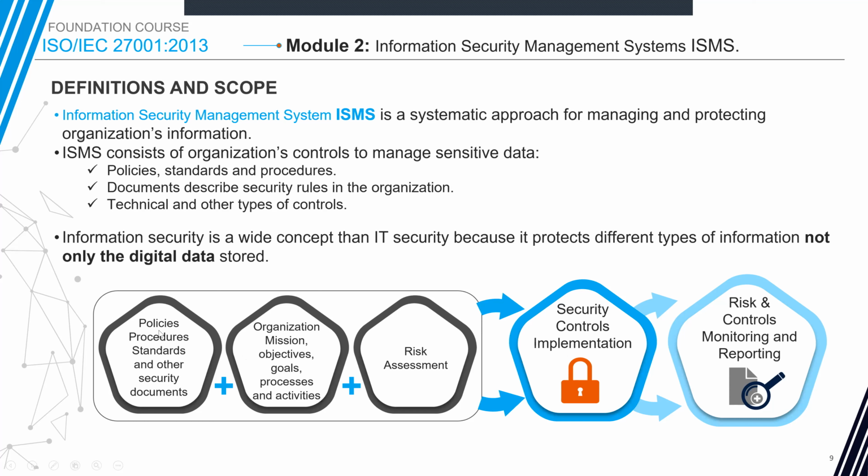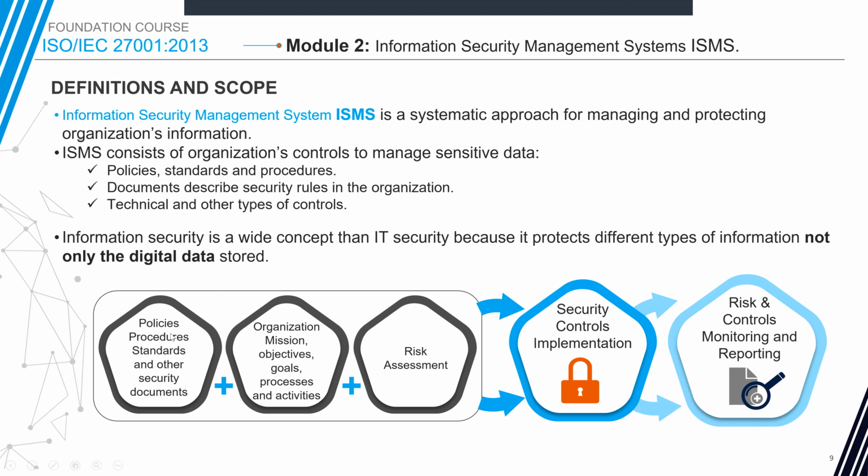You have to understand the policy, procedures, and standards. You have to understand the organizational mission, objectives, and goals. Make a risk assessment based on the information collected in these three steps. You can get the security controls for the risks, and you can monitor their effectiveness. My question here: why do we need to understand the organization's mission, objectives, goals, processes, and activities? What is the benefit of this step?